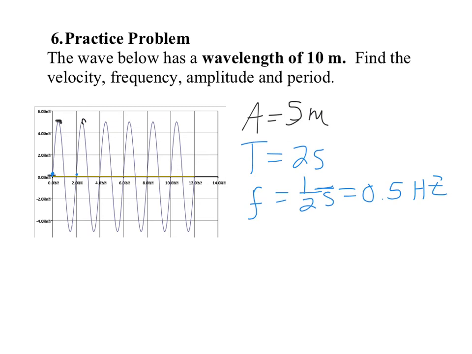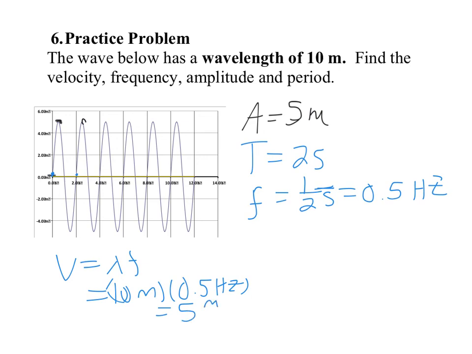And then we know that my speed equals my wavelength times the frequency, so this equals 10 meters times 0.5 hertz, or 5 meters per second. So wave speed equals 5 meters per second.